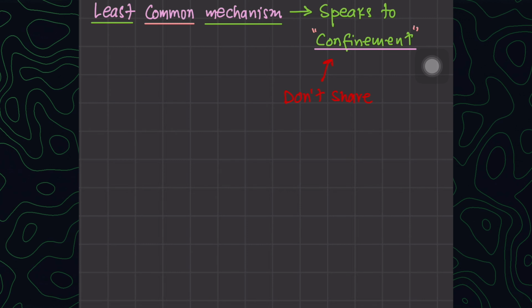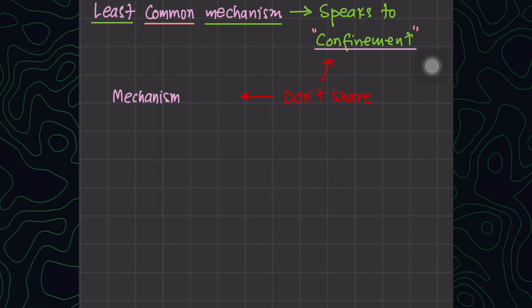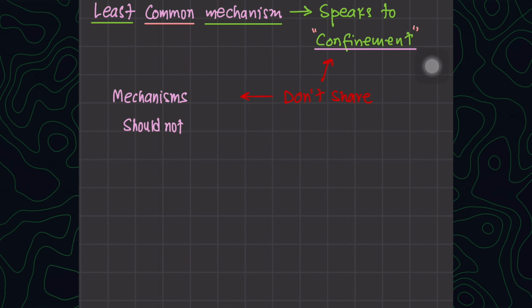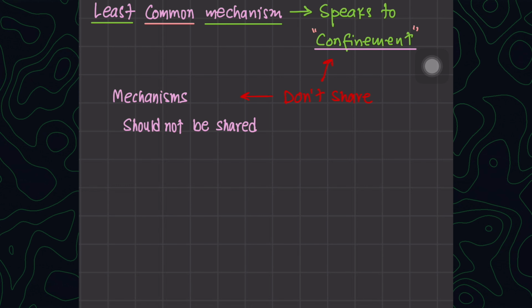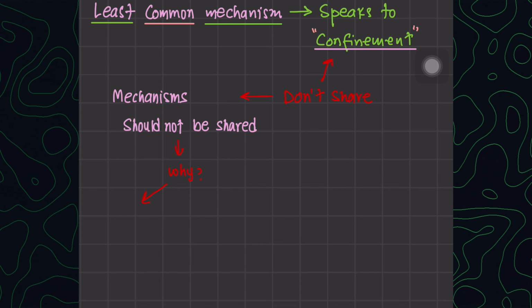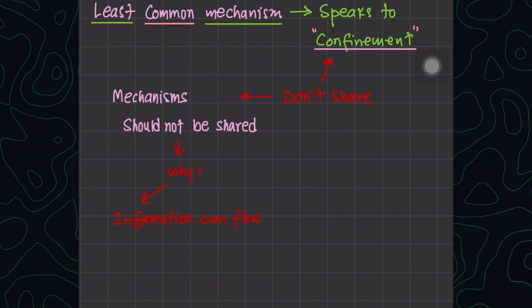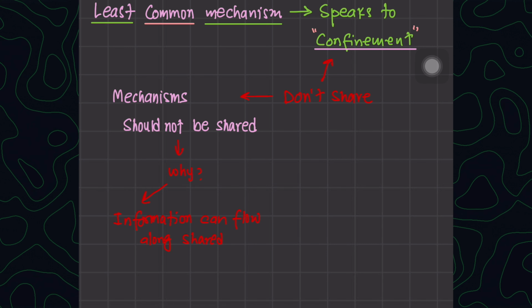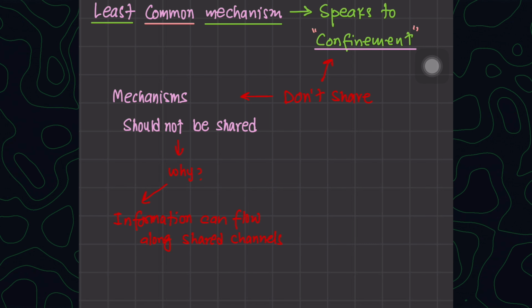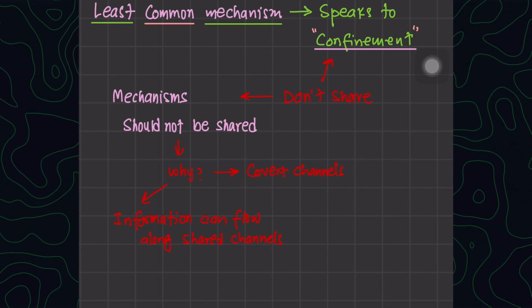Now, why mechanism should not be shared, as I already explained, is that it gives rise to a situation where information can flow along shared channels, and it gives rise to covert channels. What is a covert channel? A covert channel is basically an unnecessary path, or a path which is created by not having proper security measures in place.